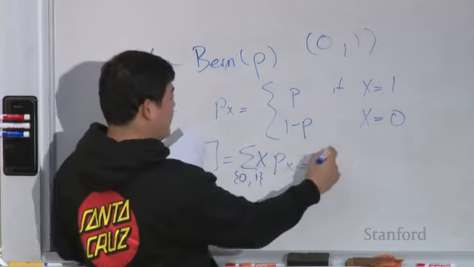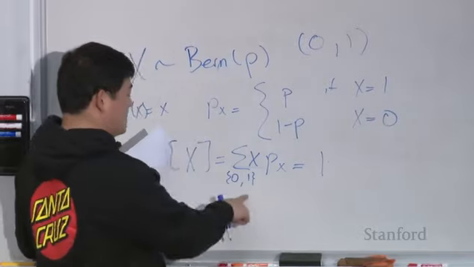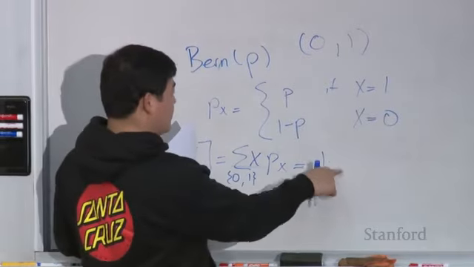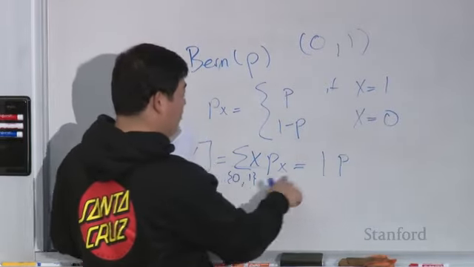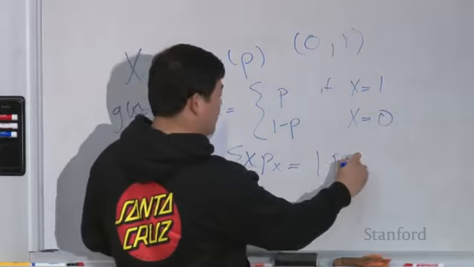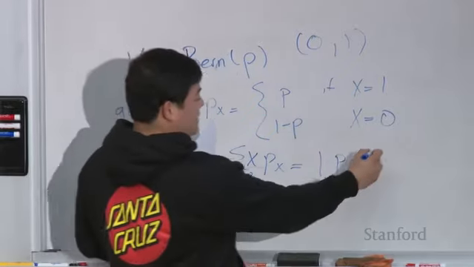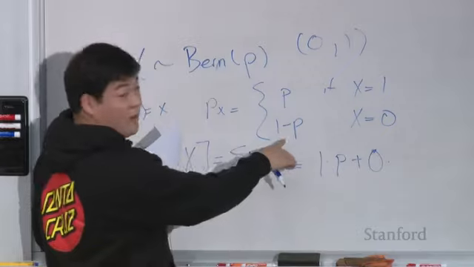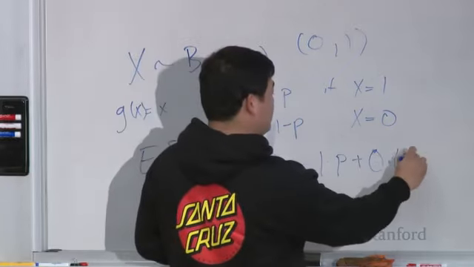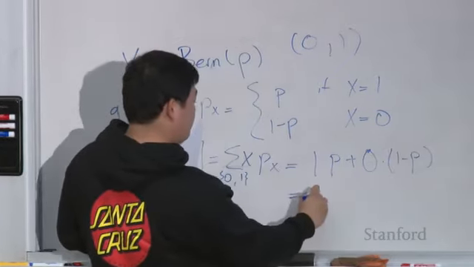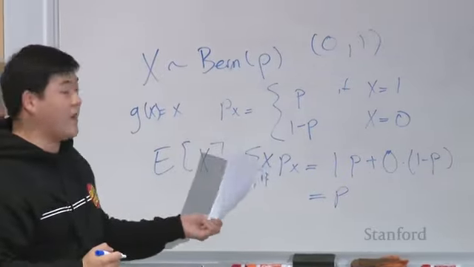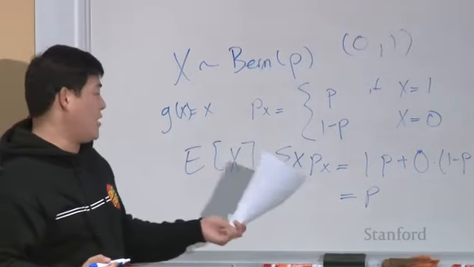So this breaks down to 1, which is when the state space is 1, times the probability at 1, plus 0, the other state, times the probability that that occurs, which is 1 minus p. So we see this boils down to p. So our expected value for a Bernoulli random variable is just p.